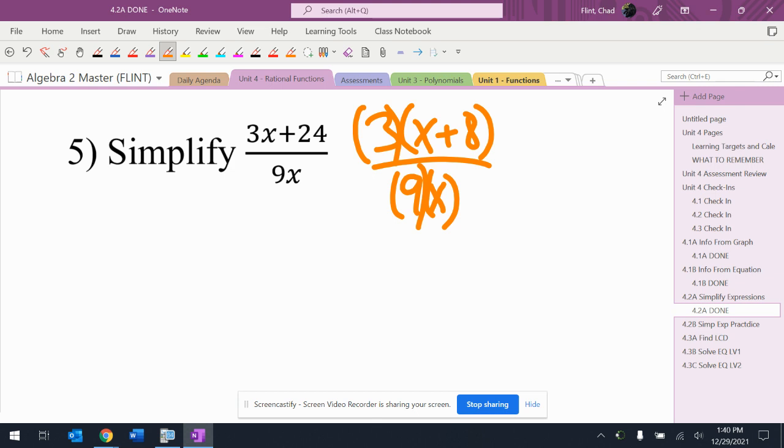Now they're numbers, so they act differently. I do that like normal. I can divide each of these by 3, and I'll have a 1 on the top and a 3 on the bottom. I cannot get rid of these x's right here and here because this x on top is inside of a parenthesis with a plus and an 8 next to it. The only way I can eliminate it is if it was just an x. The top is just x plus 8. The bottom is a 3x.